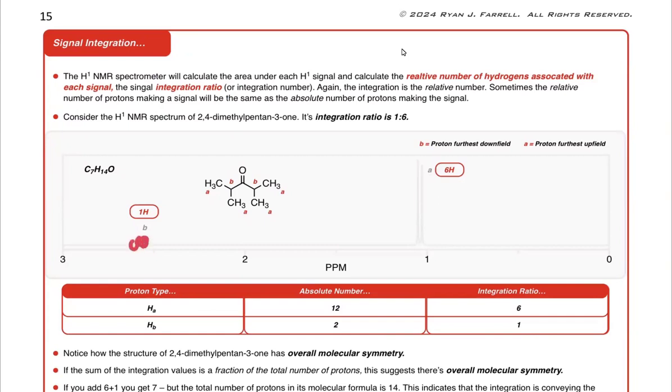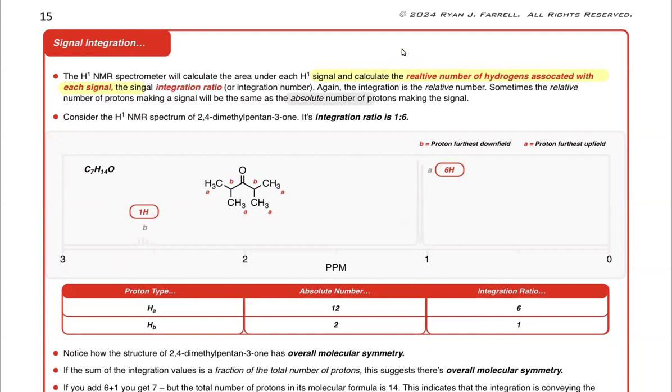area under each of the peaks for a given split signal. And the integration ratio is then calculated by the relative area under the peaks. Now, the way that you're going to see it is it would be the annotations in the spectrum, 1H, 6H, 2H, and so forth. That is the integration ratio. Now, the integration ratio is actually the relative number of hydrogens associated with each signal, emphasis on the relative number of hydrogens. Okay, that's different from the absolute number of hydrogens.